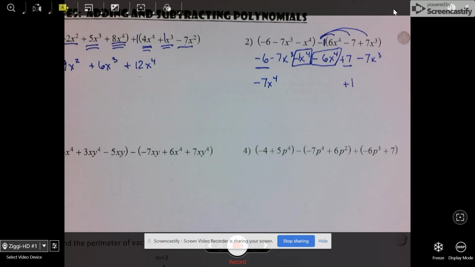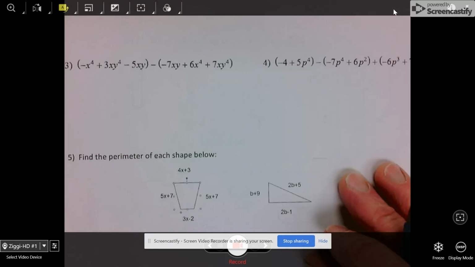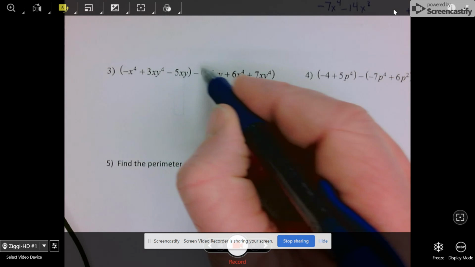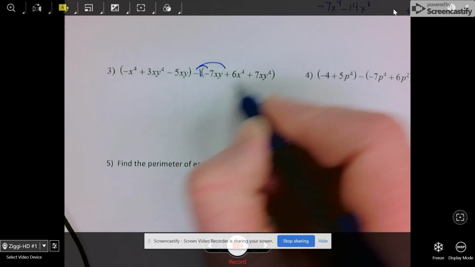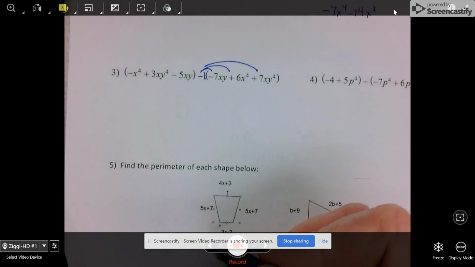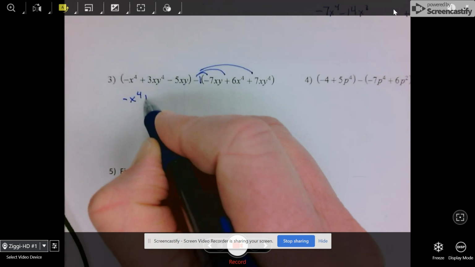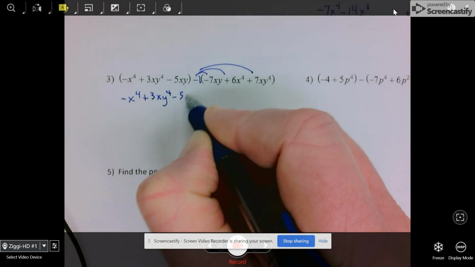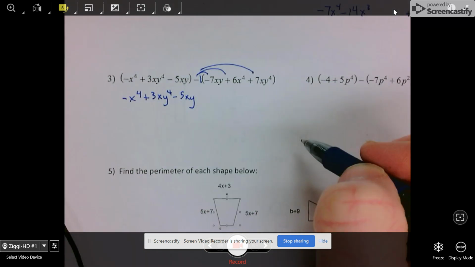Rewrite the first set. You don't have to do that. It just makes it easier. The only place you really make mistakes here is when you lose your like terms. You lose some terms. So I have positive 7xy, negative 6x to the 4th, and negative 7xy to the 4th. So double check, positive, negative, negative.